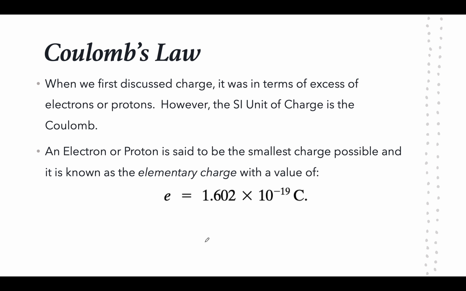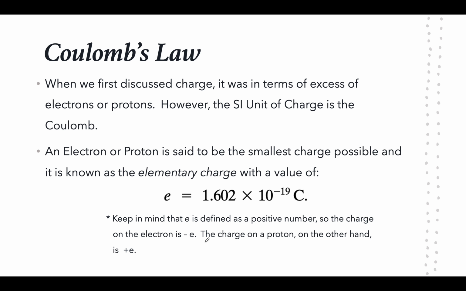Now, be very careful with this value. This value is defined as a positive number, right? So that means that the electron is going to have a charge of negative 1.6 times 10 to the negative 19 coulombs, while the proton is going to have a charge of positive 1.6 times 10 to the negative 19 coulombs. Okay, so be very careful when looking at this.